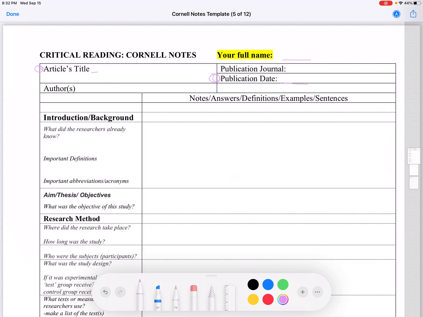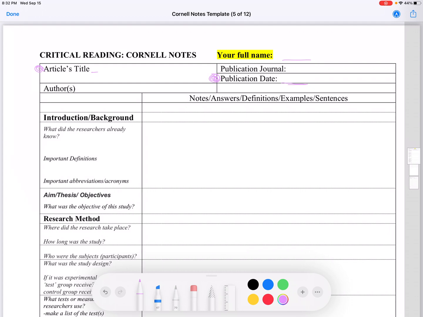If you don't find the author's names, that's okay. Try to find the journal name. It will also be at the very top of the screen, the very top of your article. You might also have a URL. You can copy paste those into the proper sections marked here.